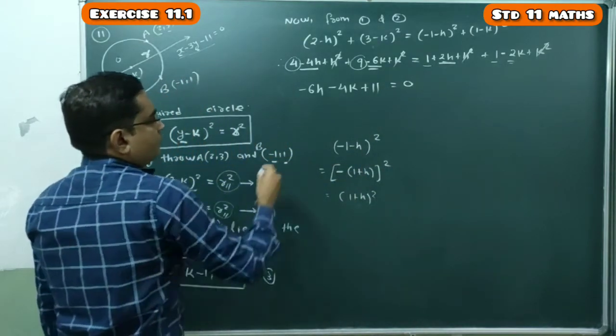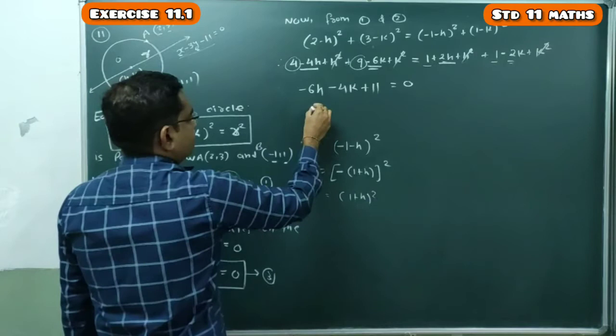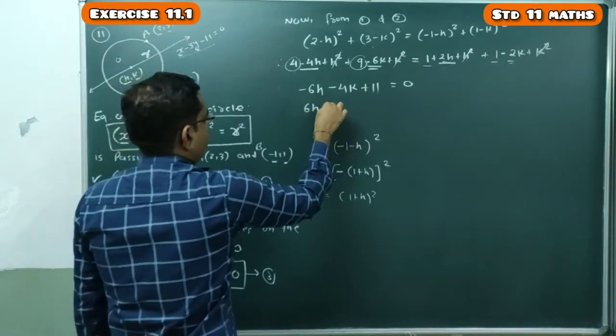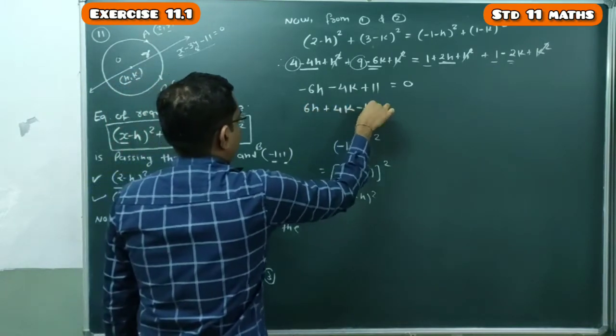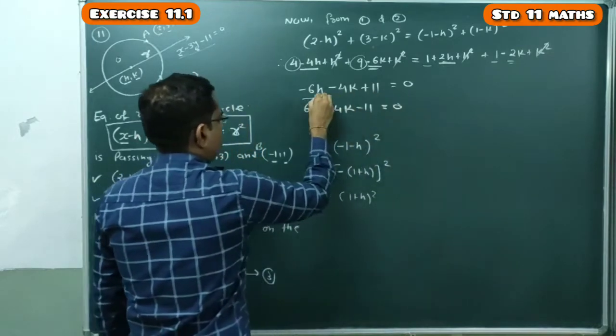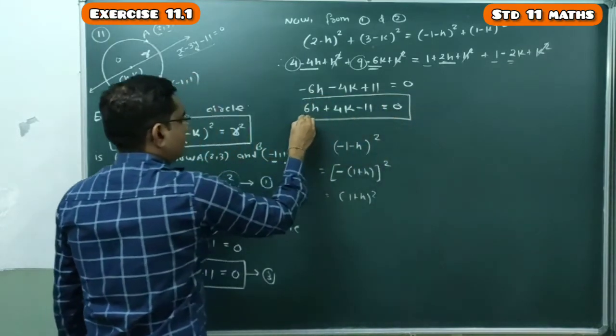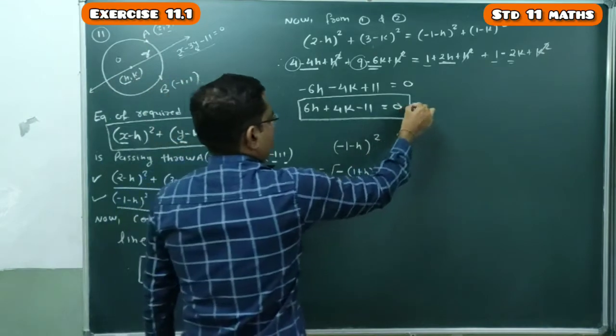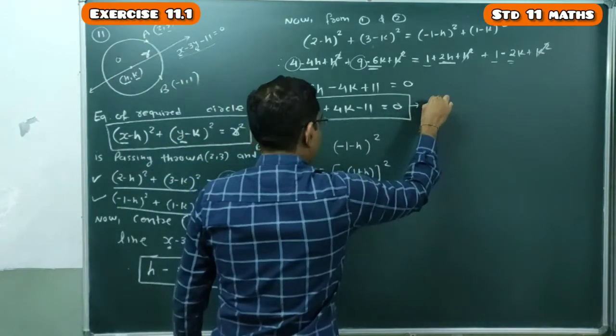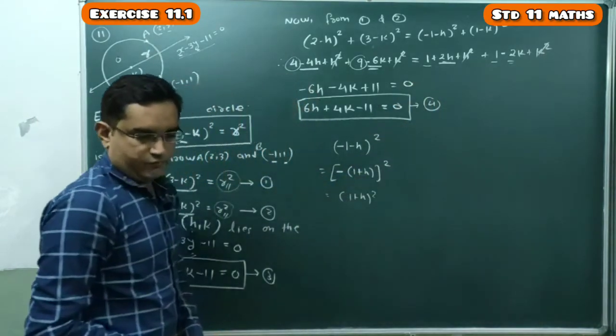Done. So change the sign. So it's 6h plus 4k minus 11 equal to 0. This is one more equation in terms of h and k. Say this one as result number 4. This is our result number 4. Clear, students?